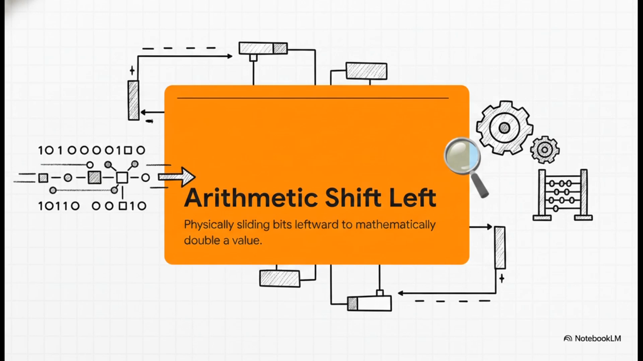Think about standard decimal numbers for a second. If you slide the number 5 one space left and add a 0, it becomes 50, right? You've effectively multiplied it by 10. In binary, sliding the number left magically multiplies it by its base, which is 2. And then we have SBC, or subtract with carry, which simply subtracts one binary value from another.